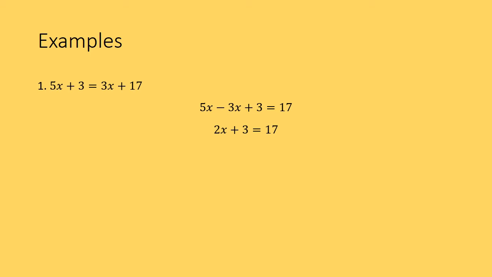Similarly, subtract 3 from both sides. 2x equals 17 minus 3. 2x equals 14. Finally, you have to divide both sides by 2. x equals 14 divided by 2. You will get the answer x equals 7.